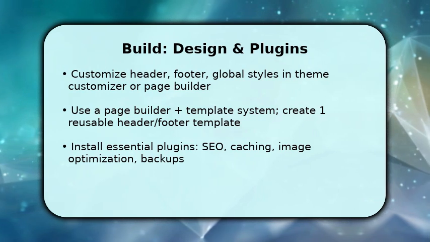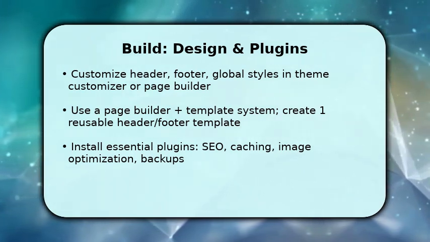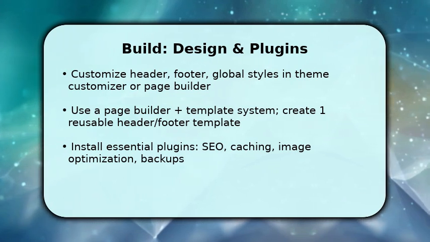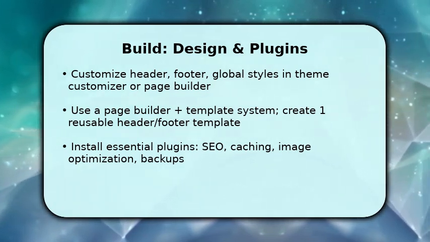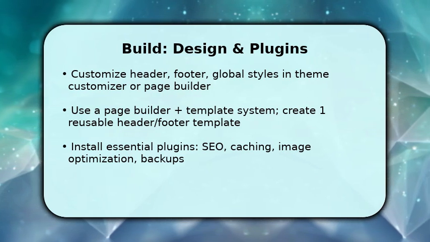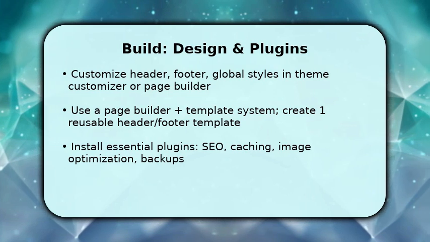Install targeted plugins: an SEO plugin for meta and sitemap, caching for performance, image optimization for faster loads, and an automated backup tool. Then configure each one. Once your templates and plugins are set, test responsiveness and accessibility on multiple devices.